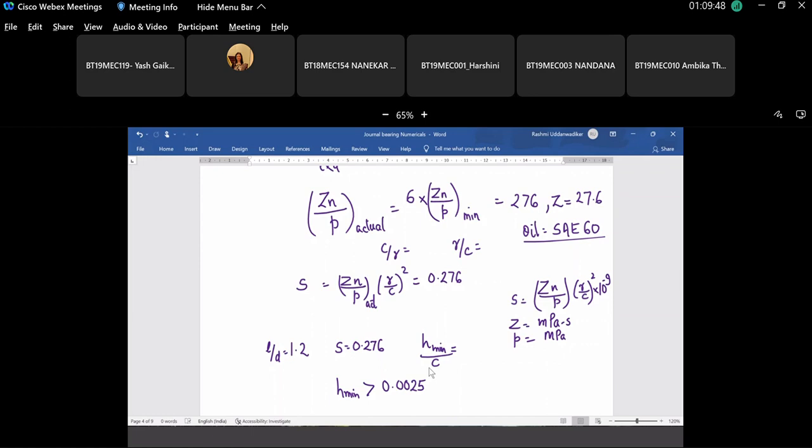So S is 0.276, which is 2.76 times 10 raised to minus 1. L by D is 1.2, you have to take close to 1, between 1 and 2. What is H minimum by C you are getting? 0.6. 0.65. Yeah, it should be somewhere between 0.6 and 0.7.